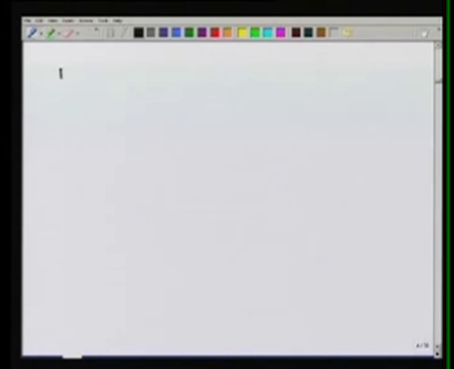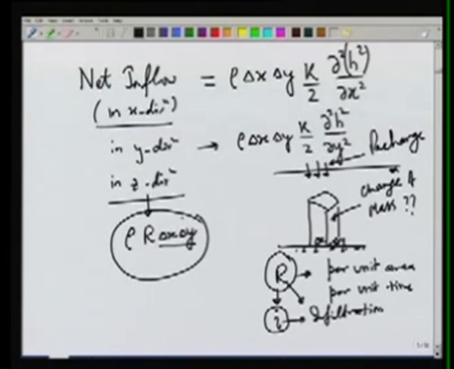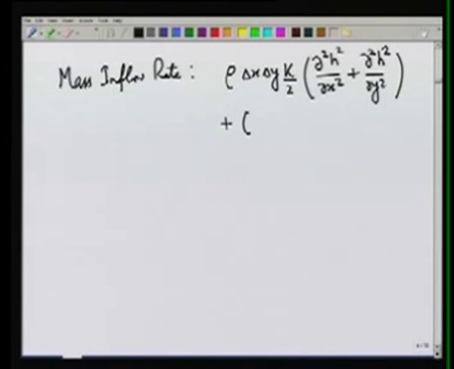So if we write now the total mass inflow, combining all the x, y and z direction, in the x direction this is the flow, in the y direction this is the flow. And then, as we have seen here, in the z direction, rho R. This should be equal to the change of storage within the control volume which we are considering.